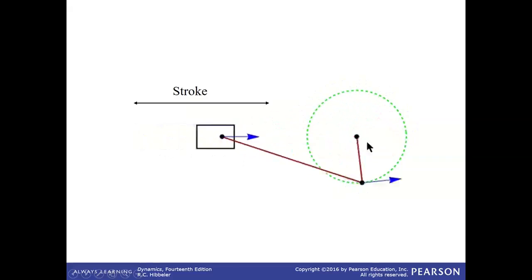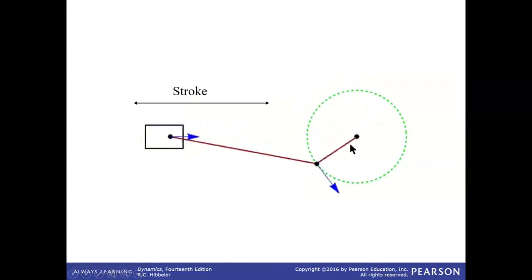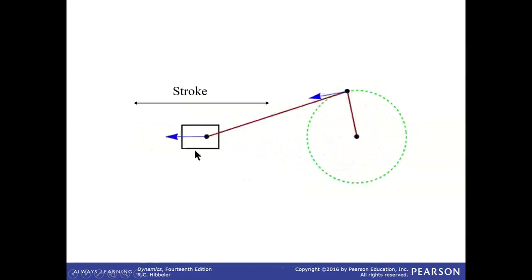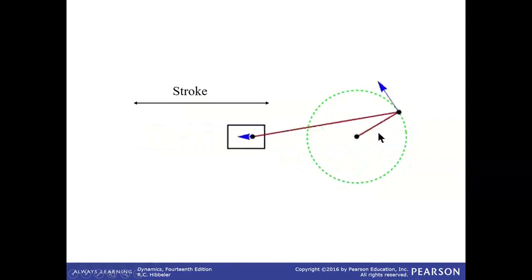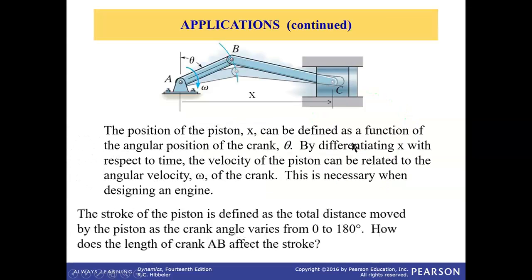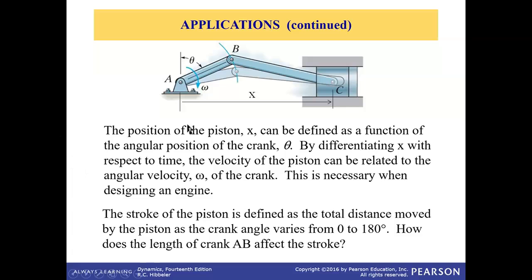For efficient design of the engine, it's necessary for the engineers to find out the relation between the linear velocity of the piston with the angular velocity of the crank. And similarly, linear acceleration of the piston should be related with the angular acceleration of the crank. And this slide explains how they do it.